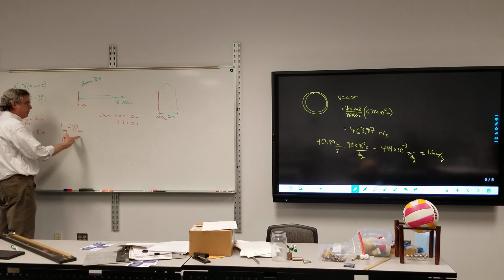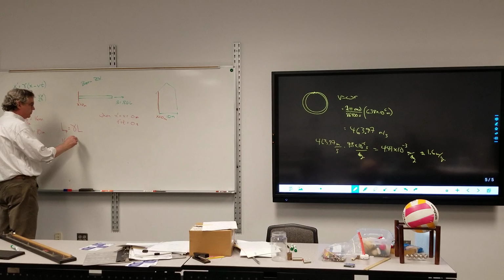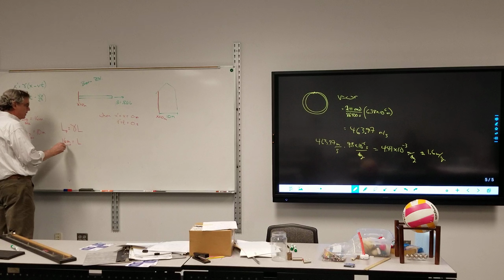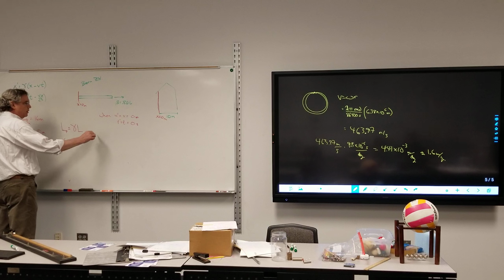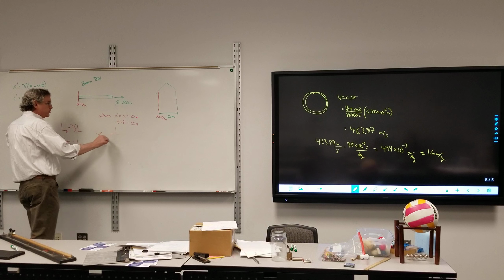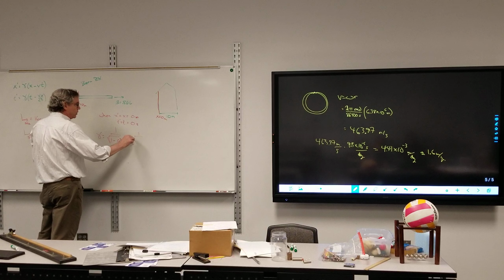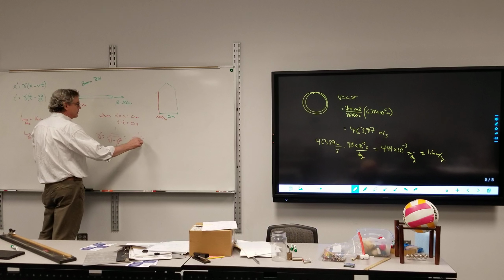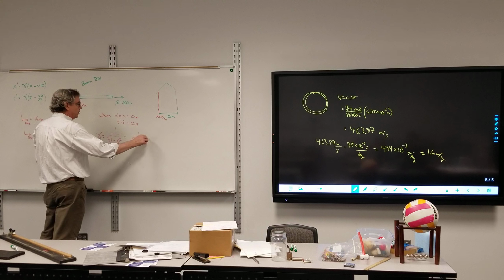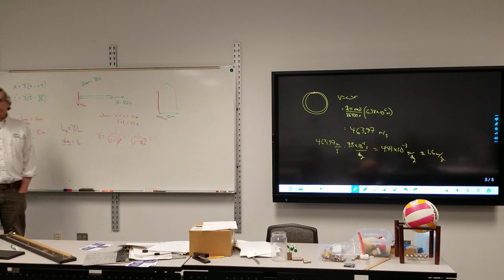That's going to be equal to gamma times L, and I'm trying to figure out L, so L is going to be that divided by gamma. Well, gamma is 1 over the square root of 1 minus beta squared, which is 1 over the square root of 1 minus 0.866 squared. And what do we get for gamma?